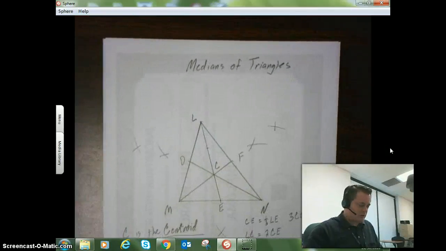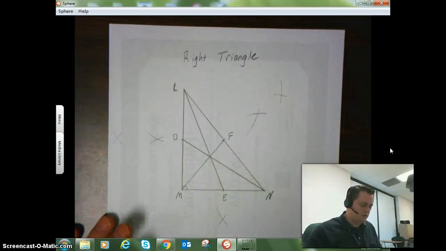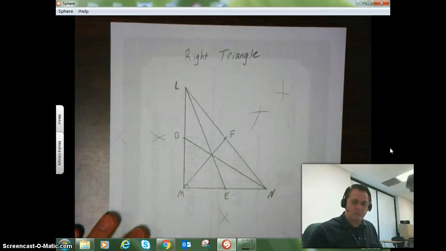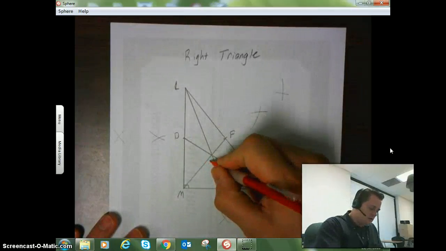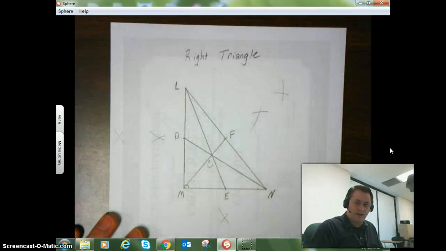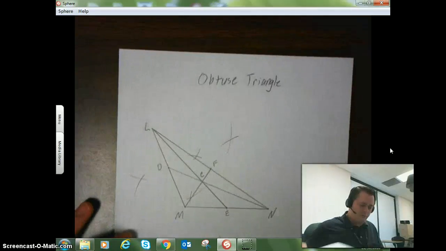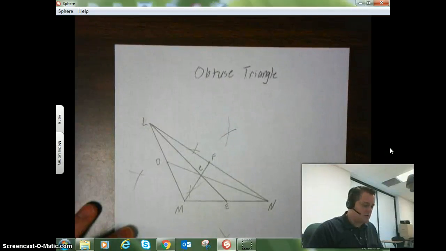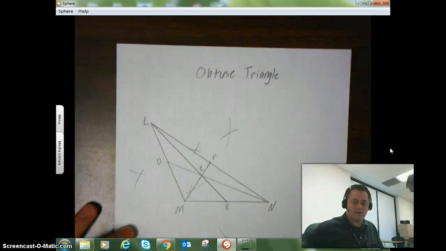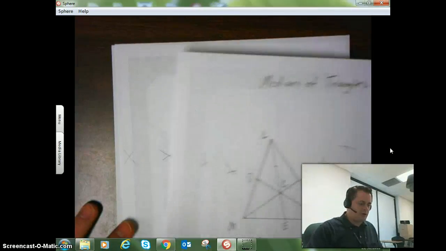Now this one here was specifically made to be an acute triangle. So here I wanted to show you what it looks like for a right triangle. It looks pretty similar. The centroid is going to be inside of the triangle again. If it has to be the center of the triangle, it must be inside of the triangle. And for an obtuse triangle, again, the centroid must be inside of the triangle. It doesn't matter what type of triangle it is. If it's the center of the triangle, it has to be inside of it. Those are some unique characteristics about medians of a triangle.